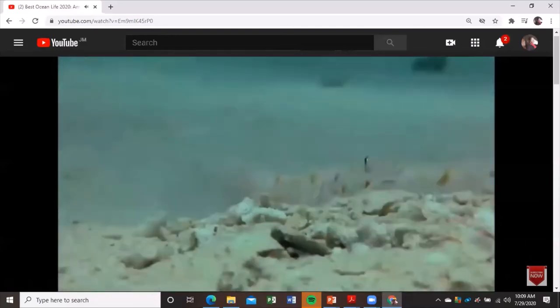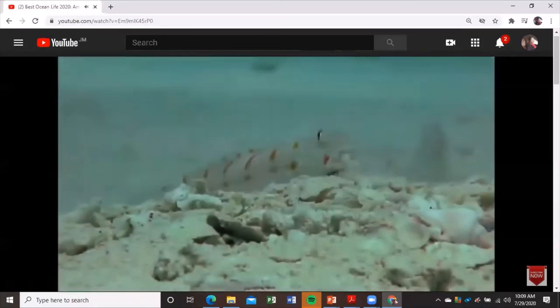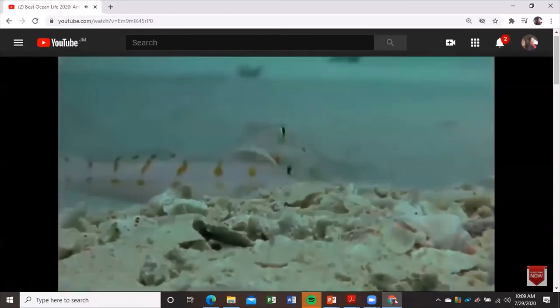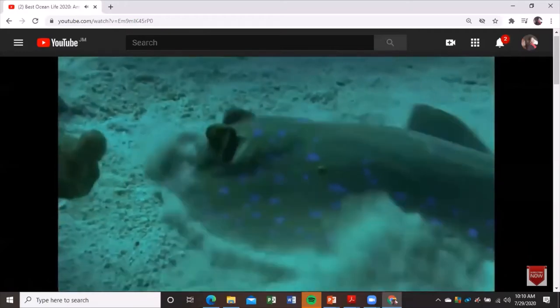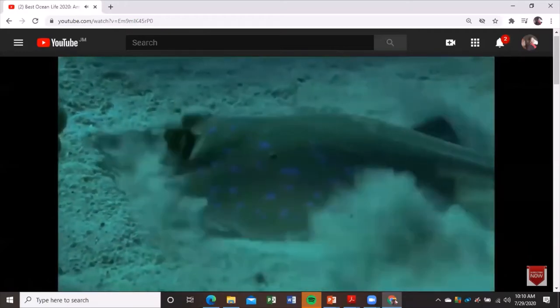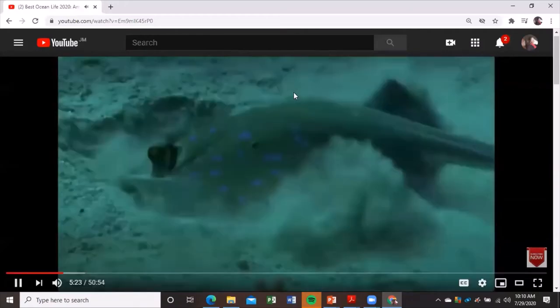These gobies also dredge through the sand and feed on what they find in there. There's another way of finding prey in the sand. This blue-spotted stingray uses its wings like shovels, and there's always a chance of stealing something.